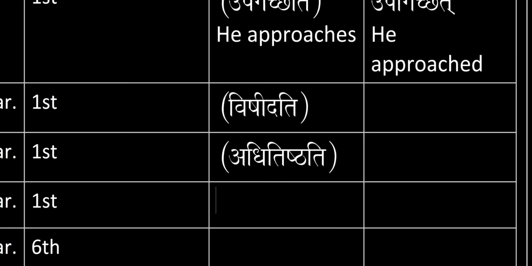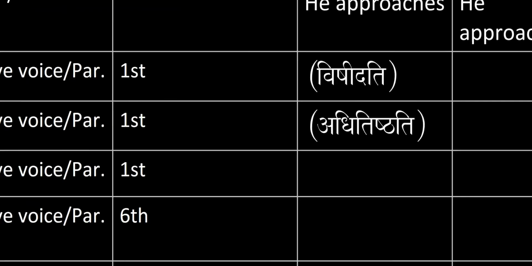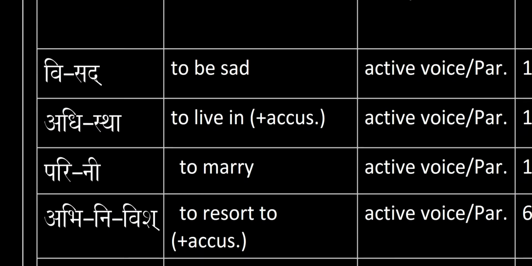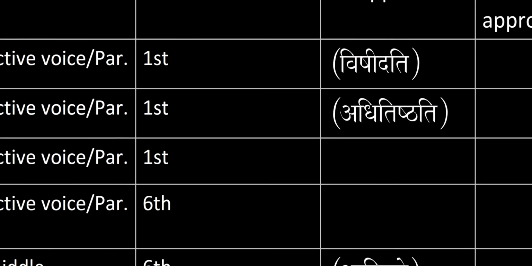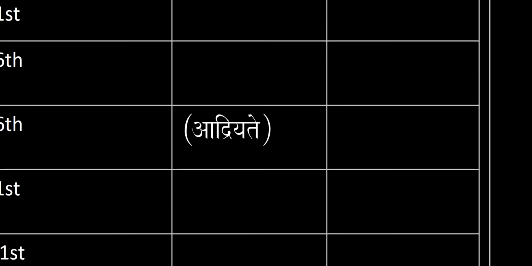So now that you have the present tense conjugation, you should be able to get that in the imperfect, because I basically gave you the verbal base by telling you what it is in third person singular. Same thing for the verb adhistha, which means to live in. I gave you the conjugation for the present tense for third person singular, and that is adhitishtati. So you should be able to conjugate that in the imperfect tense on your own, third person singular.